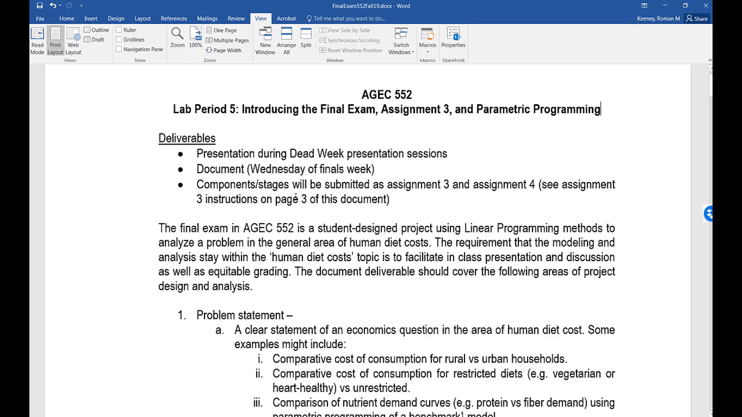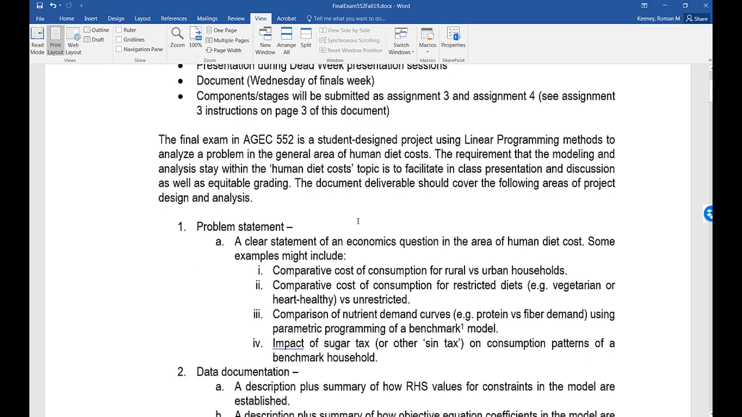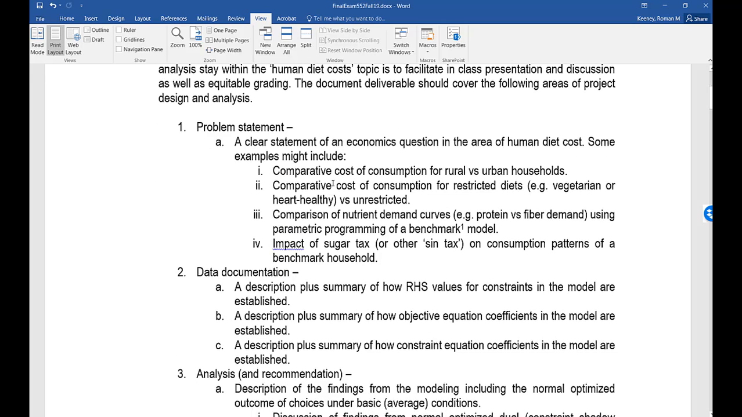Yeah, if you look through this, thinking ahead to the final exam portion, the deliverables will be a presentation during dead week, and a document that you have to submit by the Wednesday of finals week, basically just documenting your work and stating your problem statement and conclusions. And then of course there'll be 2 stages, so assignment 3 and assignment 4. Assignment 3 instructions start on page 3 of the document for this lab handout.